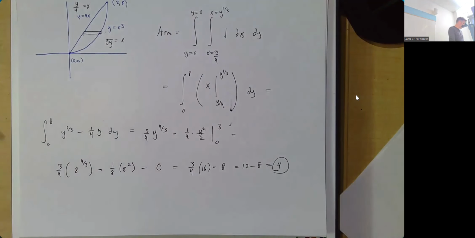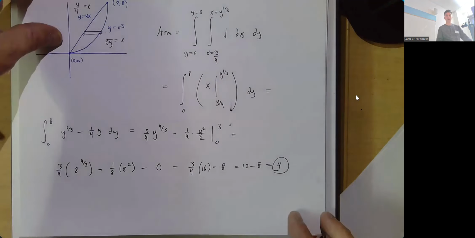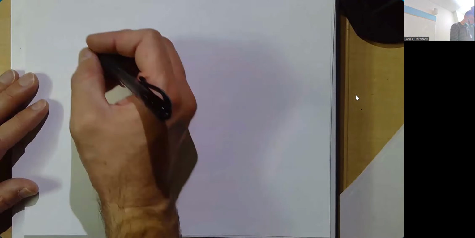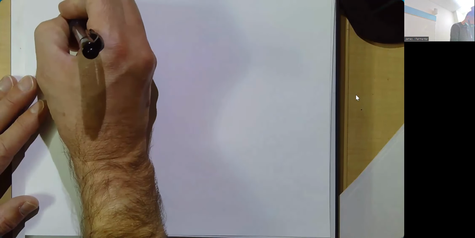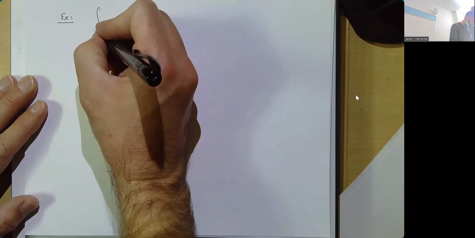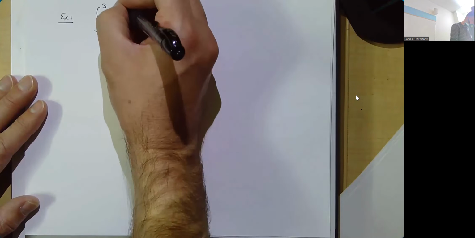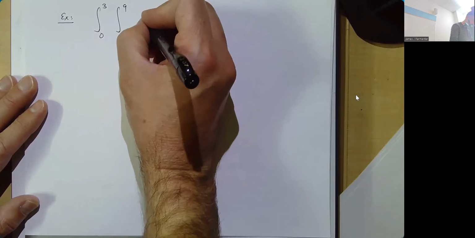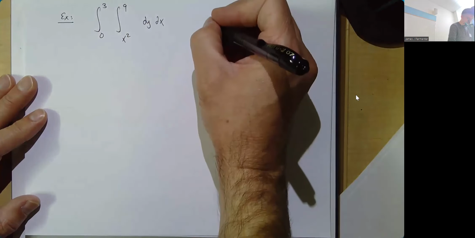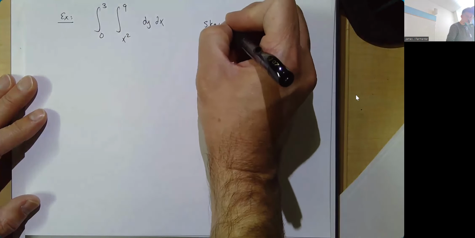Okay, let's do a few more examples. And of course, if you have questions, you are always welcome to ask them. So we can kind of go the other way. Say, well, what if I gave you an integral? Let's say we have the integral from 0 to 3, and then from x squared to 9, dy dx, and I wanted to sketch the region.